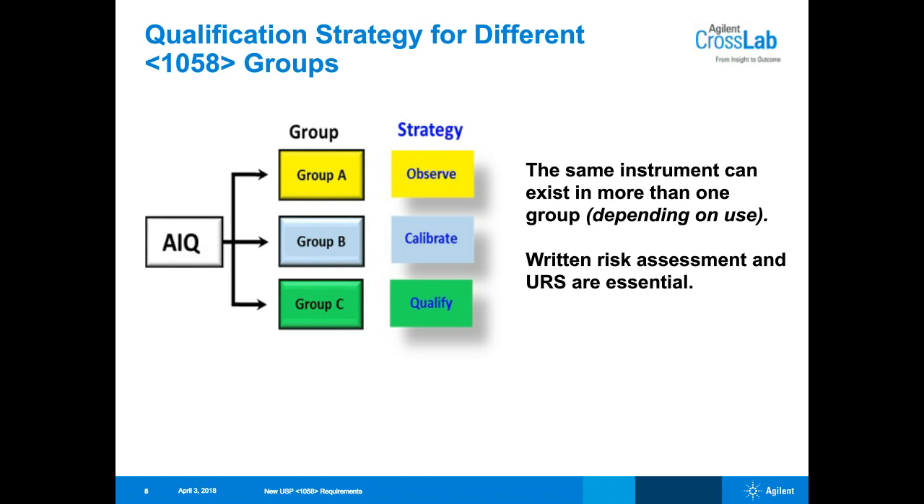Therefore, whenever you buy a new instrument, you really have to define the intended use of that instrument and determine the group, the USP 1058 group, that it falls into. So it's essential now, with the new version of USP 1058, to develop a good understanding of the changes and their impact.